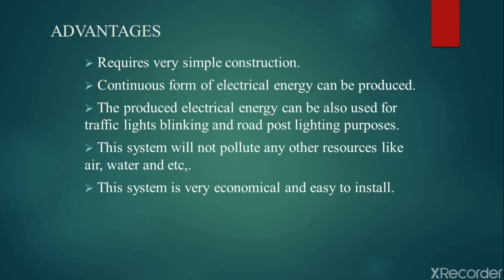Next, advantages. It is very simple in construction because some basic elements are used in the system, and we can get a continuous form of electrical energy by using this smart speed breaker, because every day we are using vehicles for transportation. The produced electrical energy is used for traffic light blinking and street light blinking purposes. If excess energy is produced, we can also use it for domestic purposes. The system is very economical, and it is easy to install.